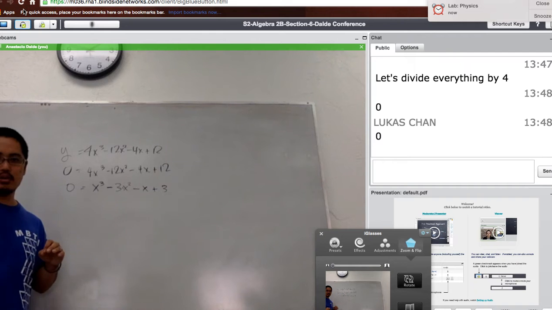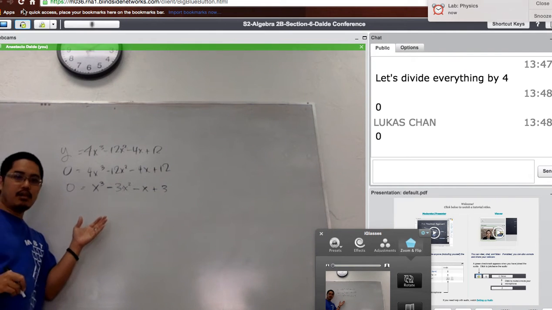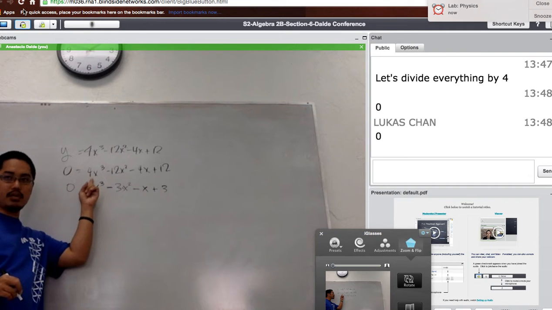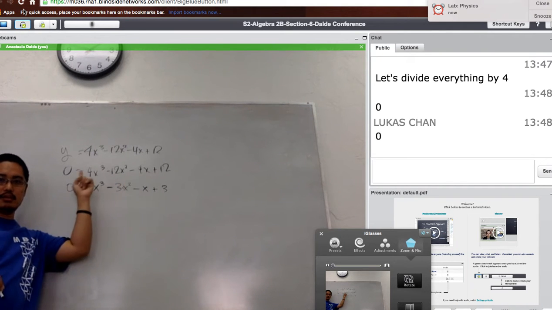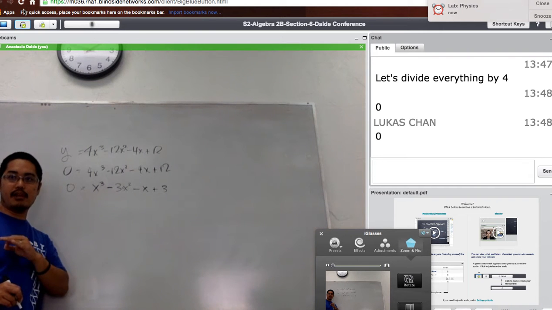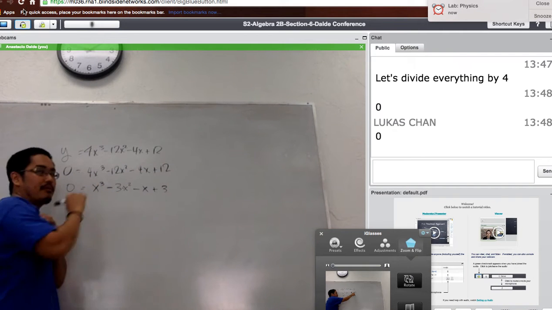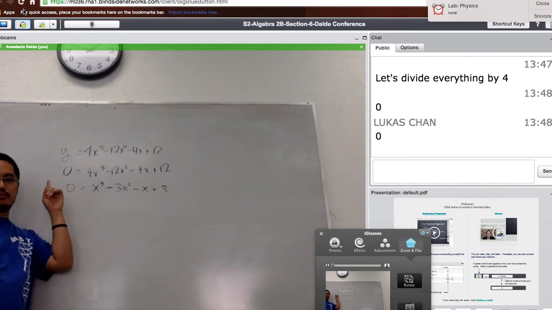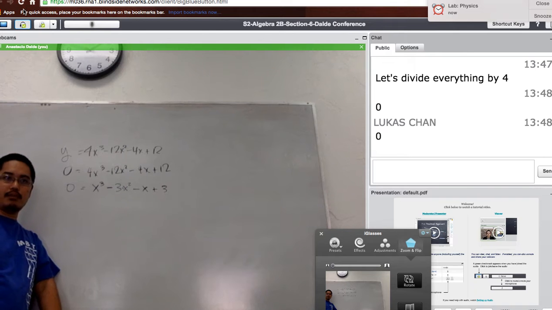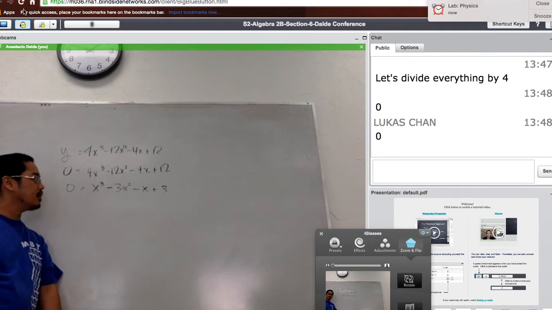Anyone worried about what I just did? I noticed that there was a factor of 4 in everything here. I didn't just subtract 4 out. I divided everything by 4: this by 4, this by 4, this by 4, this by 4, and this by 4. Dividing by 4 is just canceling it out completely. And 0 divided by 4 is still 0. All right, but we're cool with that.